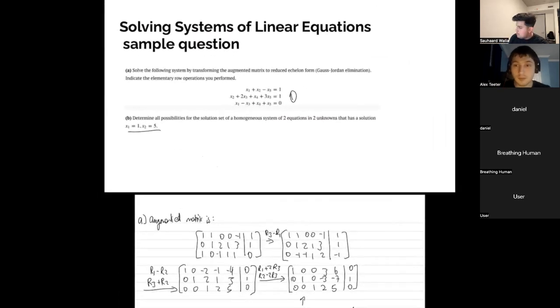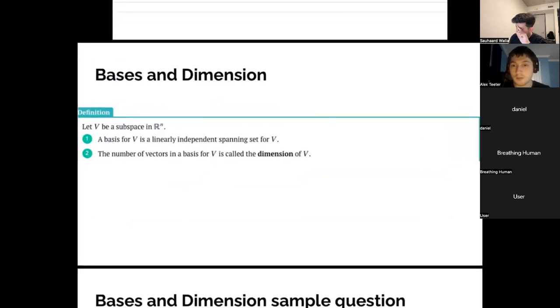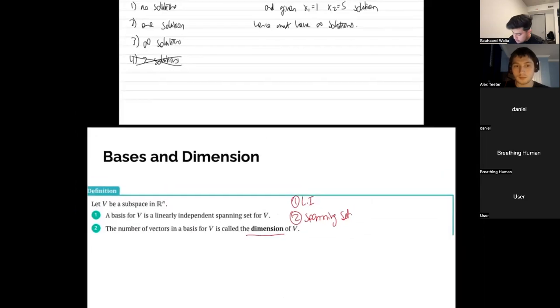So for the basis and dimension, we know we have this definition here. A basis is a linearly independent spanning set for V. So 1, linearly independent, and 2, spanning set. Those 2 things are important. And then just before I go, the number of vectors in a basis is called the dimension. We know that.